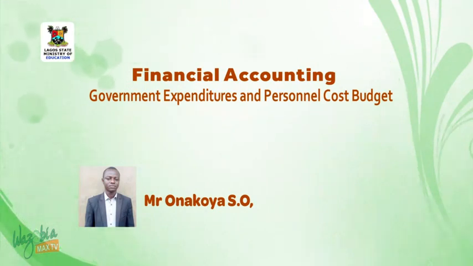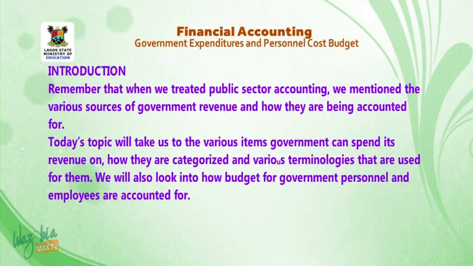Our topic of discussion is government expenditures and personnel cost budget. Introduction. Remember that when we treated public sector accounting, we mentioned the various sources of government revenue and how they are being accounted for. Today's topic will take us to the various items government can spend its revenues on, how they are categorized, and various terminologies that are used for them. We will also look into how budget for government personnel and employees are accounted for.